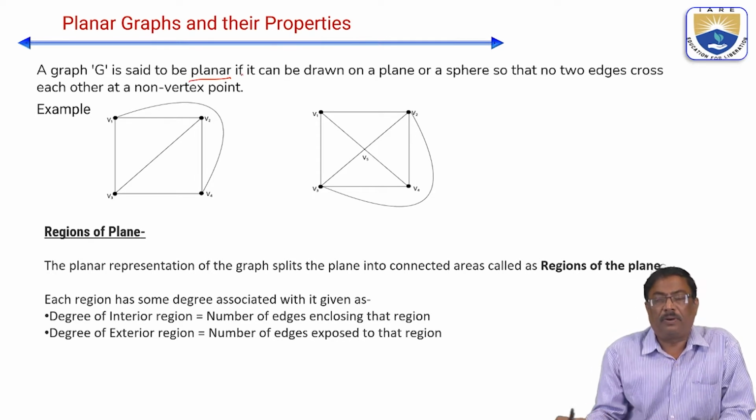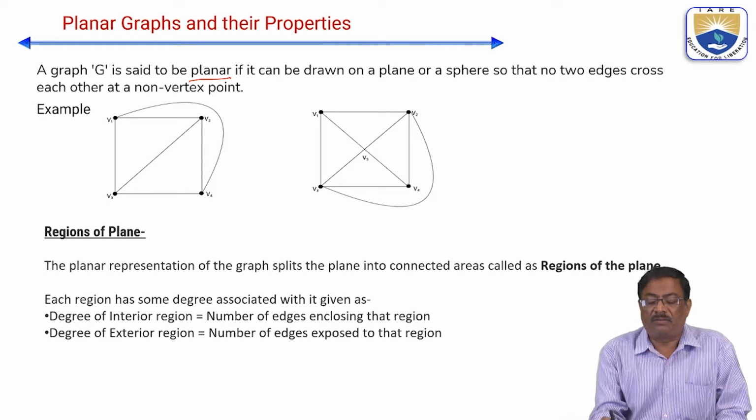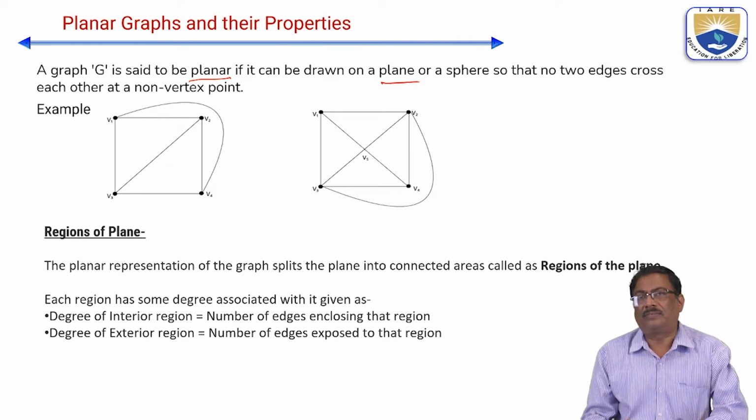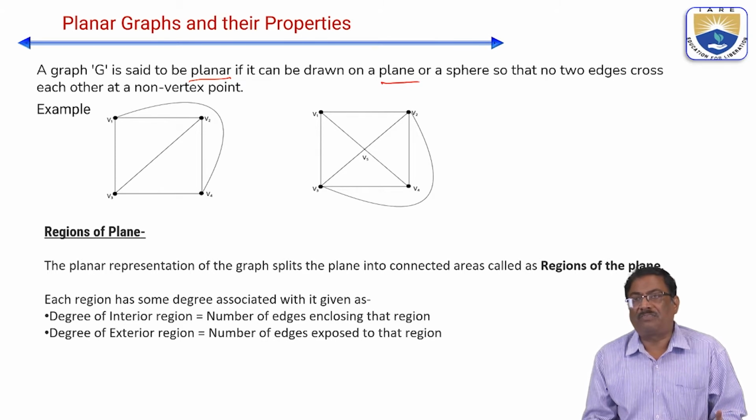if it can be drawn on the plane or on a sphere so that no two edges cross each other other than at a vertex. So a graph is said to be planar if it can be drawn on a plane or a sphere so that no two edges cross each other at a non-vertex point.